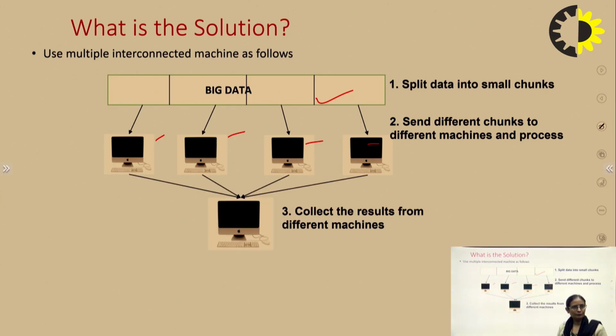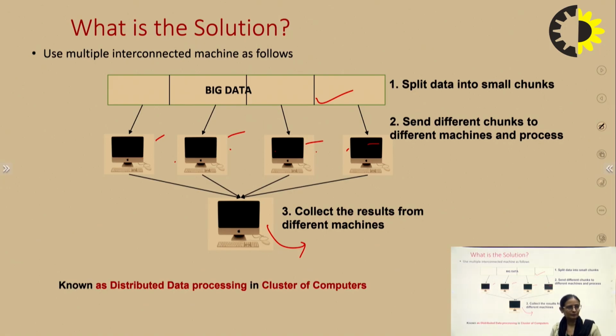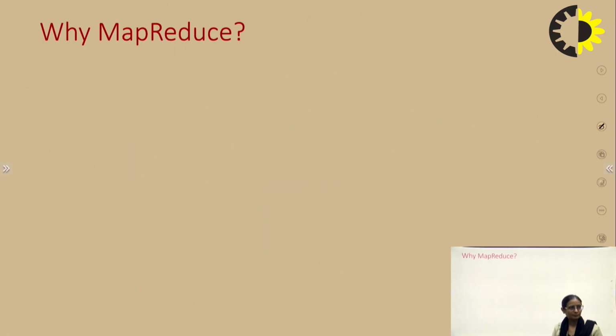These send to different machines, and we do the processing on these machines in parallel. Once the data comes, we will collect the results from different machines and then produce the aggregated output to the user. So basically, if we look at this architecture, it comprises distributed data processing. This is the concept of distributed data processing which we use in clustering.